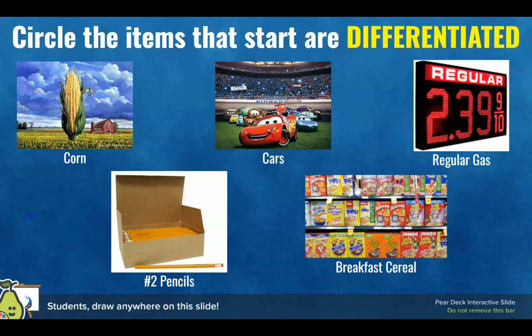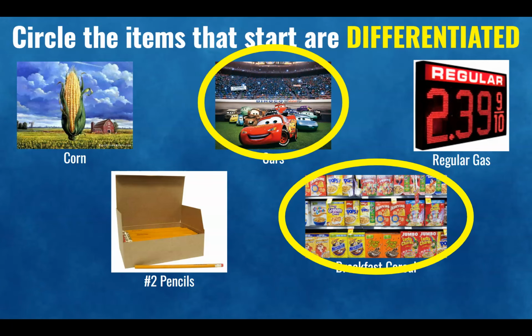Cars, on the other hand, are unique, right? Each car has a different style, a different set of features, engines, seats, what have you. So cars are differentiated. Whereas regular gasoline, it doesn't matter where you get regular gas, whether it's at Shell or Sunoco or wherever you go, it's all the same.